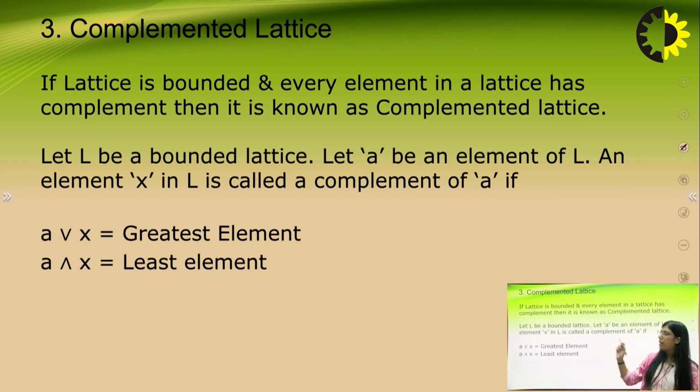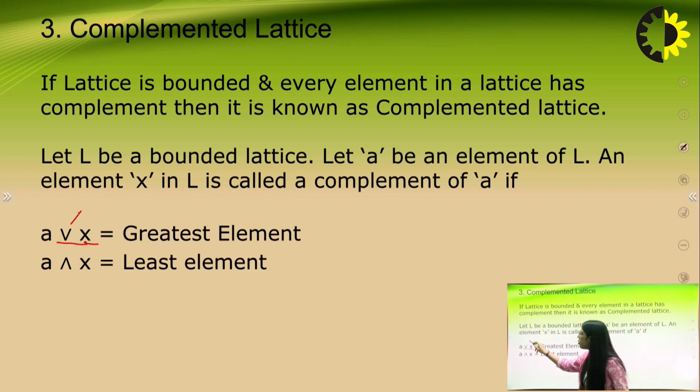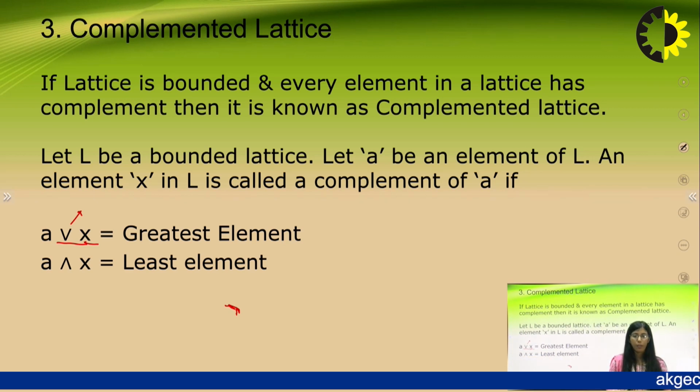For example, let L be a bounded lattice and let A be an element of L. If X is the complement of A, then the join operation of A with its complement will result in the greatest element. Similarly, if we perform the meet operation on A along with its complement, it should result in the least element.